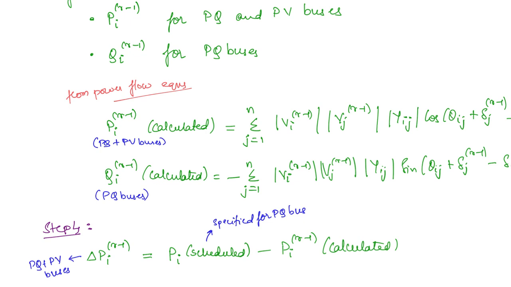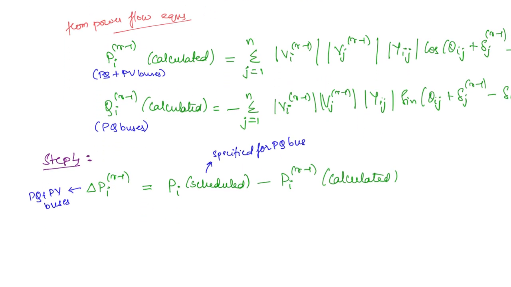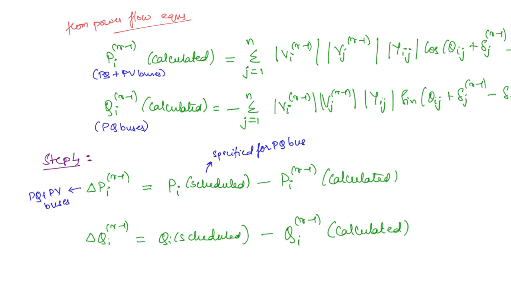Now similarly the reactive power, delta Qi r minus 1. This is going to be Qi scheduled minus Qi r minus 1 calculated. So this is for what? Only for the PQ buses.